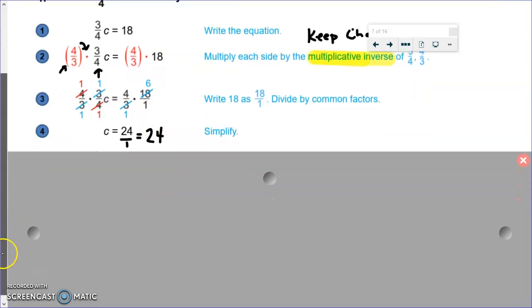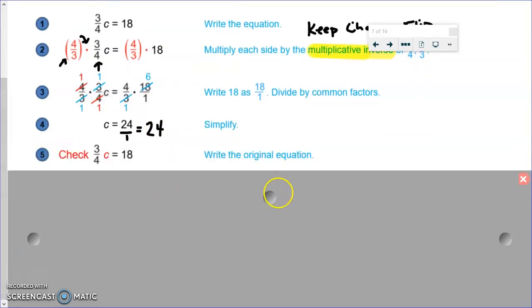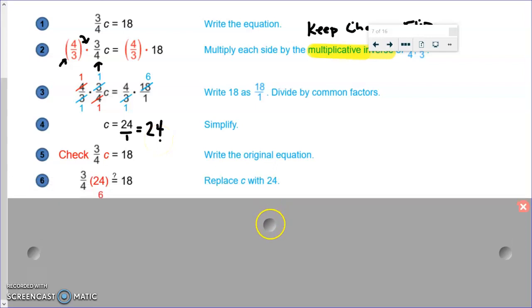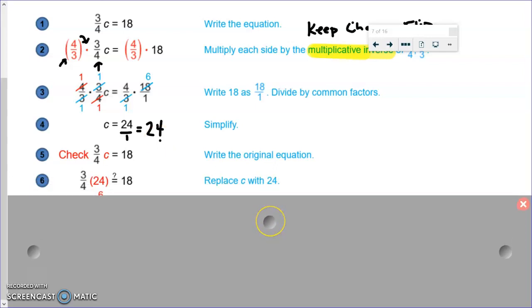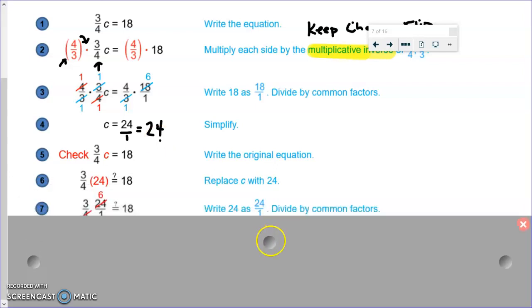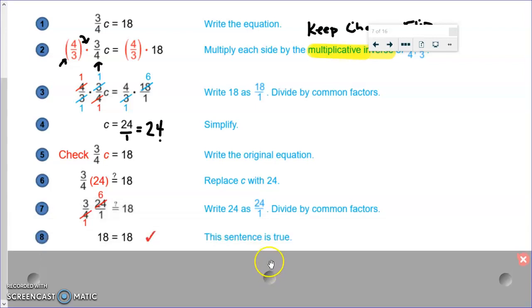And of course, when we are solving any of our equations, we always want to check it. So when we check, that's when we take the solution found, in this case 24, replace our variable, or c, and then we just simplify to see if we get a true statement, which we end up getting.